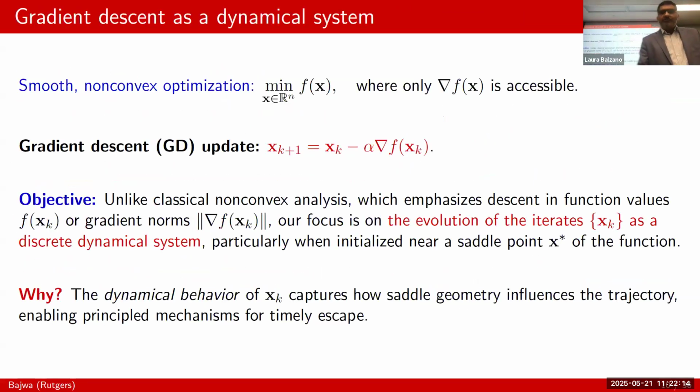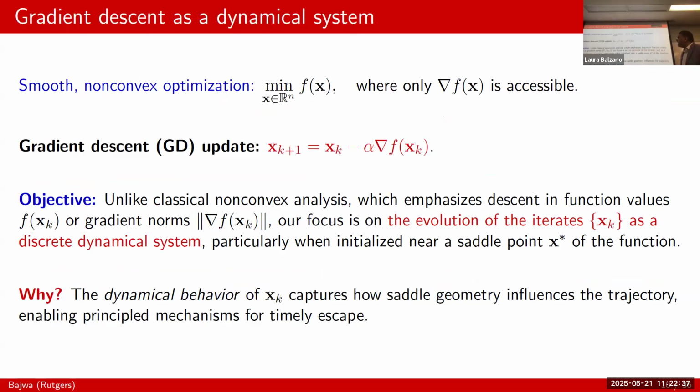Okay, so let's get started. Gradient descent: as I said, we have a smooth non-convex function f of x, an unconstrained problem, and n is the dimension. We only have access to the gradient. And we are interested in running this gradient descent update with a constant step size alpha, which we are not going to let go to 0.